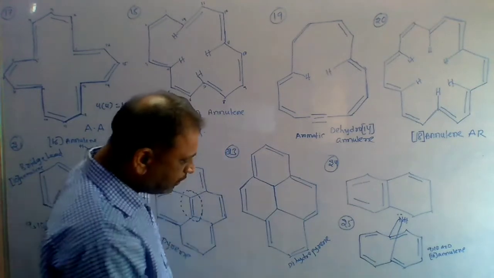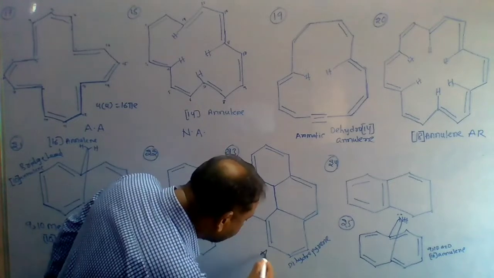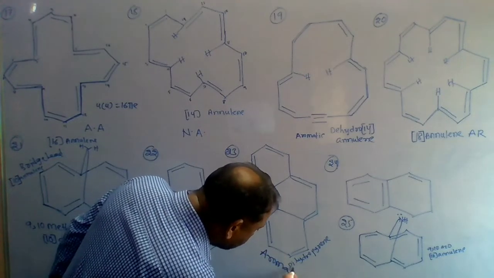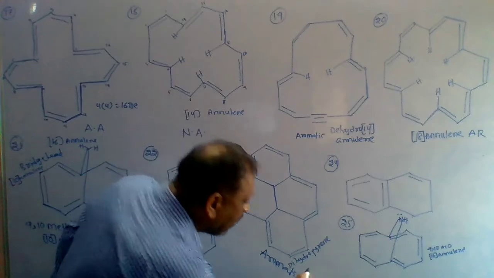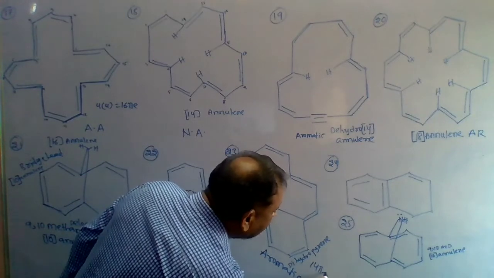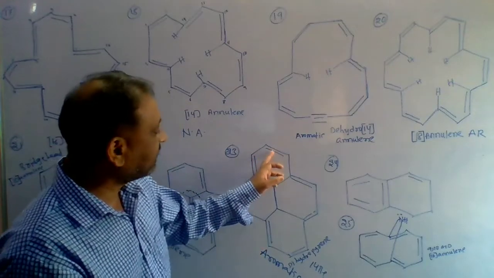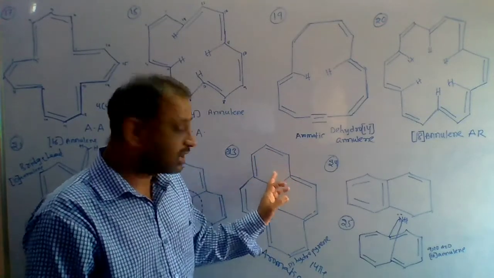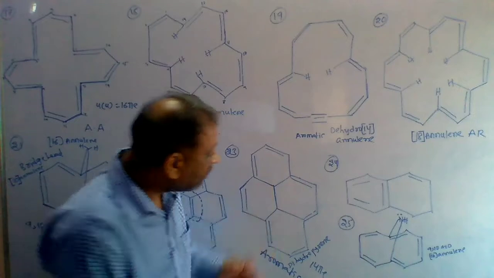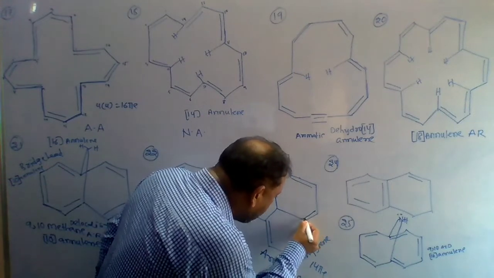Dihydropyrene is also an aromatic compound due to complete delocalization of 14 pi electrons. 1, 2, 3, 4, 5, 6, 7, 7 pi bonds. 7 twos are 14 pi electrons involved in complete delocalization.